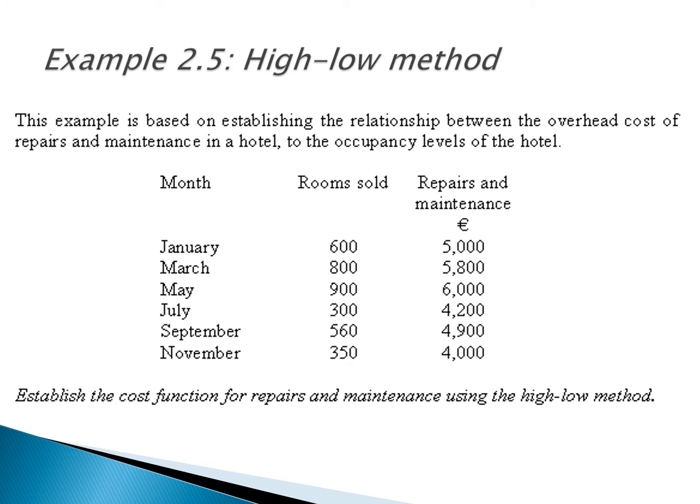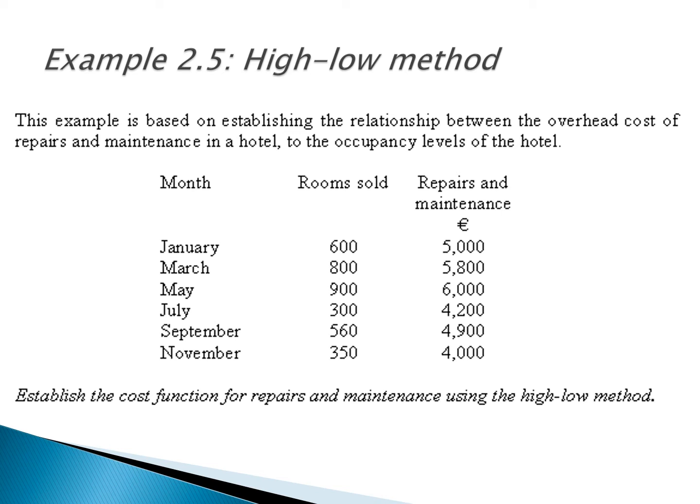So this example is based on establishing the relationship between overhead costs of repairs and maintenance in a hotel to the occupancy levels of the hotel. So in January there were 600 rooms sold and the repairs and maintenance were 5,000. March 800 rooms, 5,800. May 900, 6,000, etc., etc.